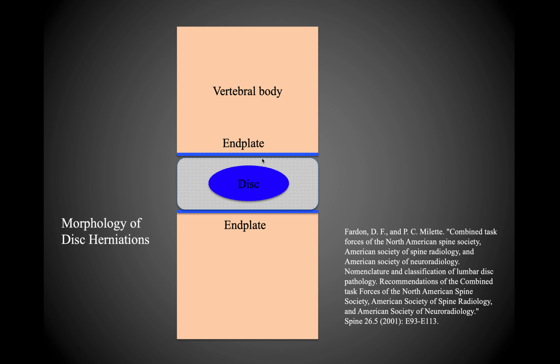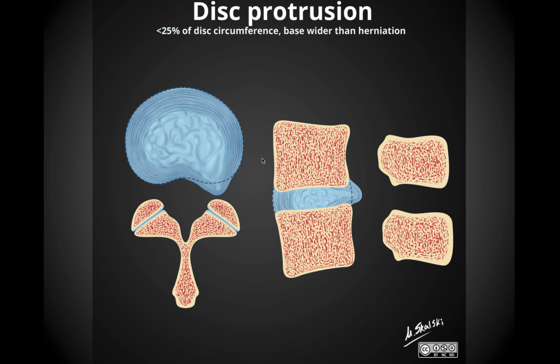But it's similar to most other joints of the body, where you have a hyaline cartilage at the end of long bones when they're forming joints with other bones. So now looking at disc protrusion. Again, I mentioned before that the base is going to be wider than the dome, so you can see this broad-based appearance of this disc protrusion. With both disc protrusions as well as extrusions, the size is usually less than 25%, so less than a quarter of the total circumference of the disc. And that becomes important when we start talking about bulging discs.